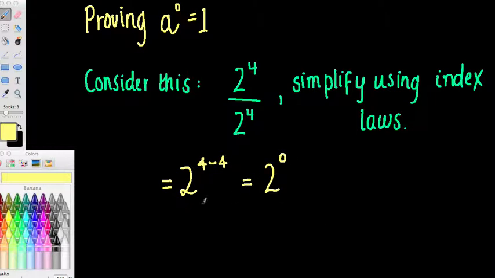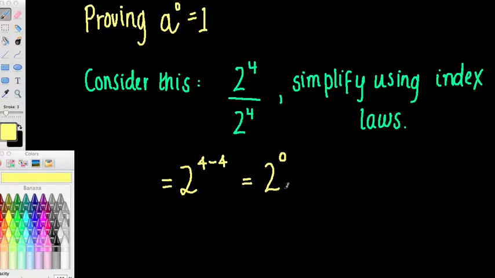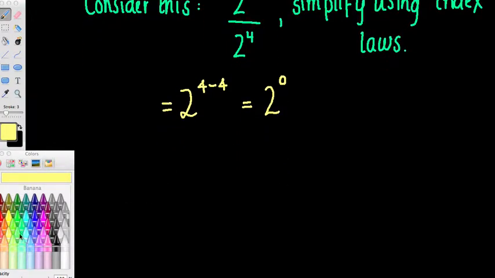So that's what we get: 2 to the power of 4 minus 4, which is 2 to the power of 0. Okay, what about if we were just given this problem? Is there another way we could simplify this?